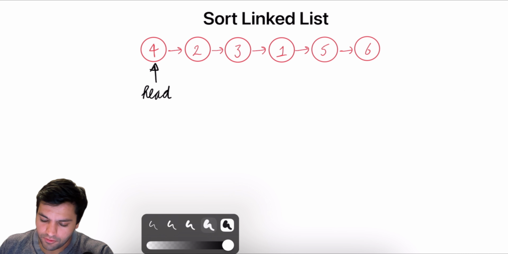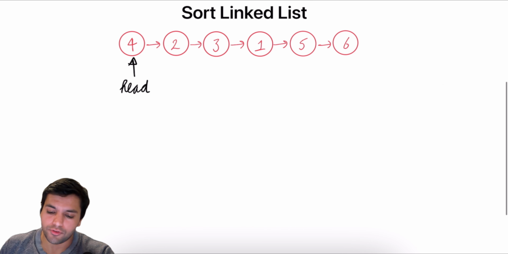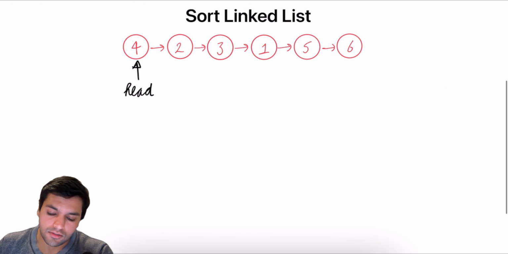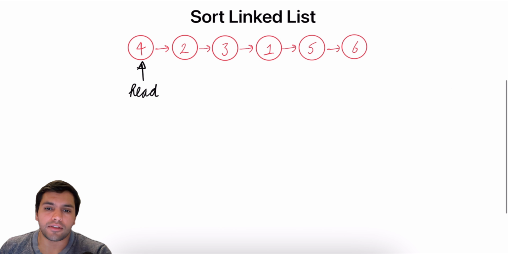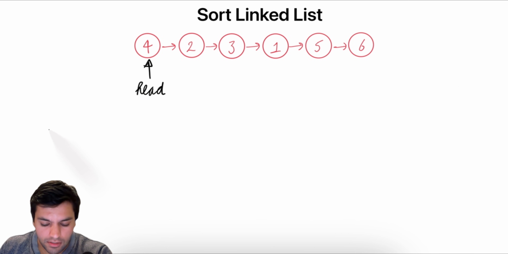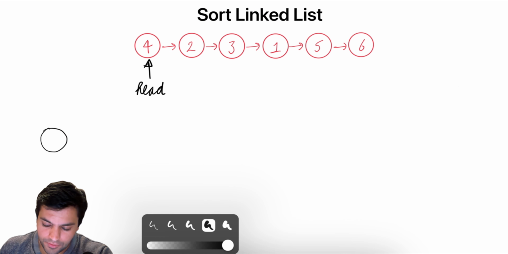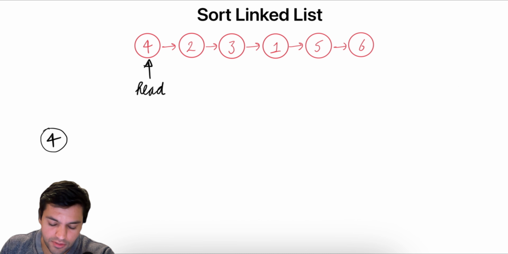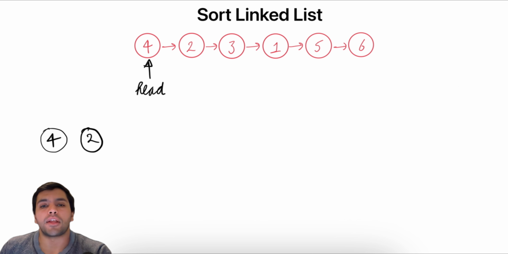Here I am given this linked list with the head pointing at node 4, and we have to use constant space. The first thing that comes to my mind is what is going to be the smallest subproblem. The smallest subproblem is just one node. So this node 4 is one subproblem, node 2 is another subproblem, and then node 3, node 1, node 5, and node 6. Then we have to merge these subproblems and form bigger subproblems.